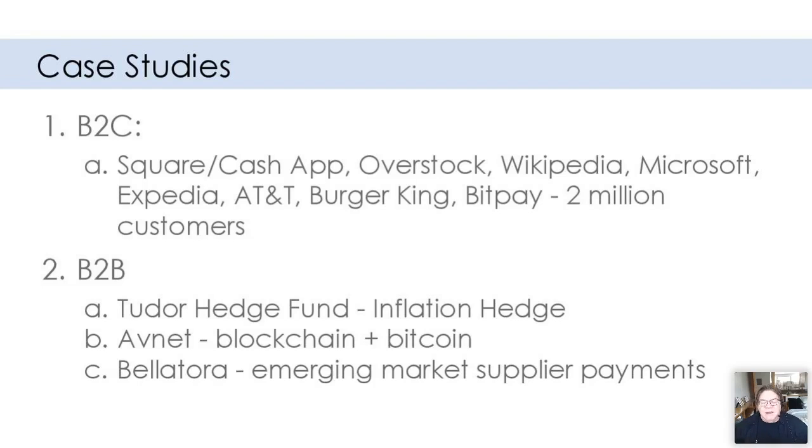On the business to business side, I already mentioned the Tudor hedge fund. Paul Tudor's using it as an inflationary hedge. More recently, he announced he put 1% of his hedge fund into blockchain or Bitcoin. Avnet has a somewhat under the covers integration between blockchain and Bitcoin, which I thought was very interesting. And then Bellatora is a company that engages with a lot of emerging market suppliers, and they're using it as a much more efficient way to make payments to their suppliers in emerging markets.